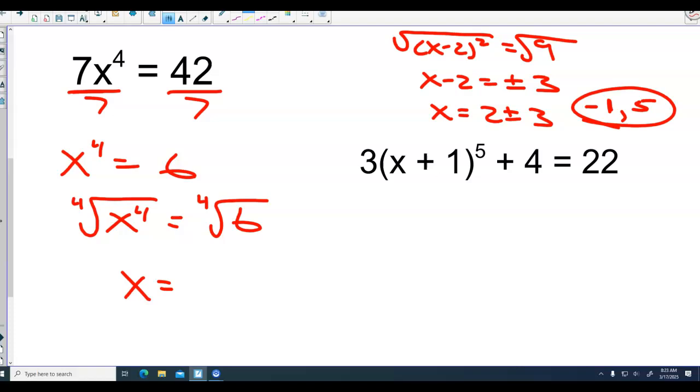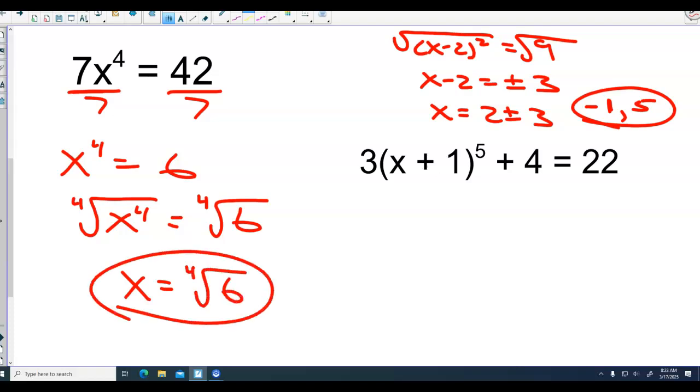So this answer is going to be the 4th root of 6. You have to get used to the fact that that's how it's going to be left. Since it's an even exponent, we're going to put the plus minus in front of it. If it were an odd exponent, you wouldn't do that. Even exponent, we're going to put the plus minus in front.